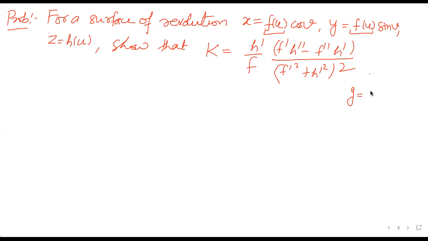What was G? G 1 1, G 2 2 minus, it was the formula for G. And what was B?